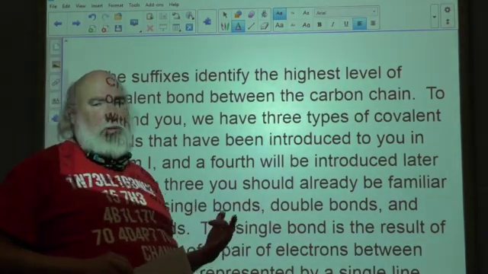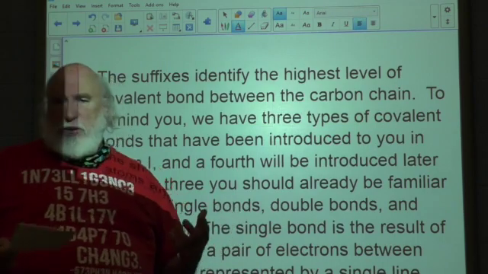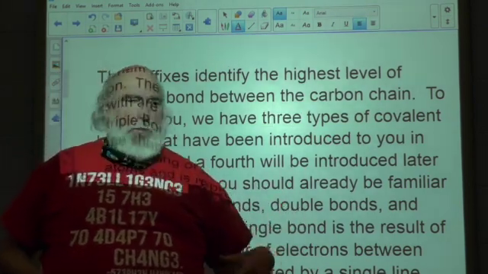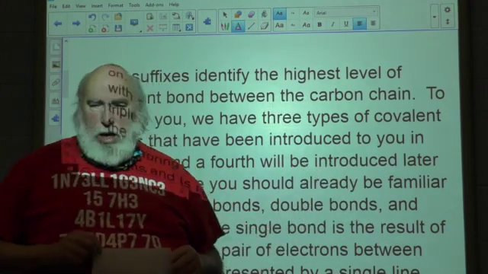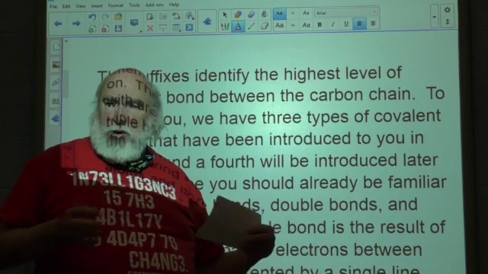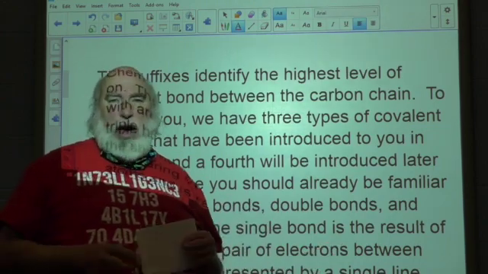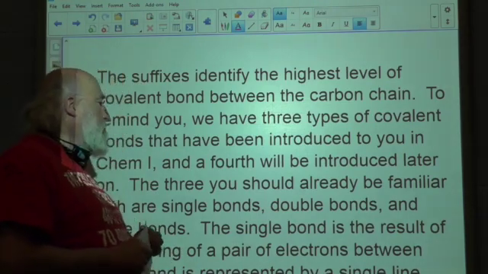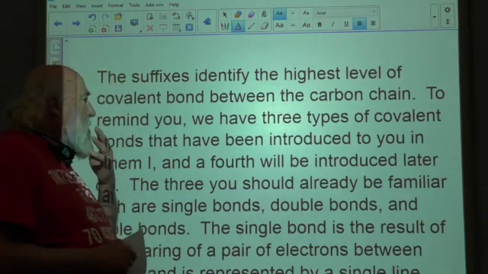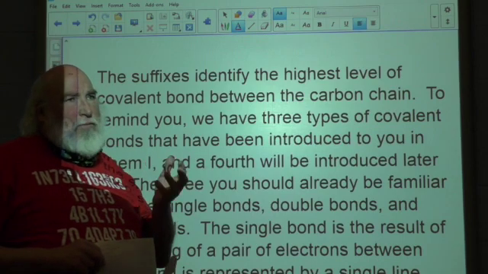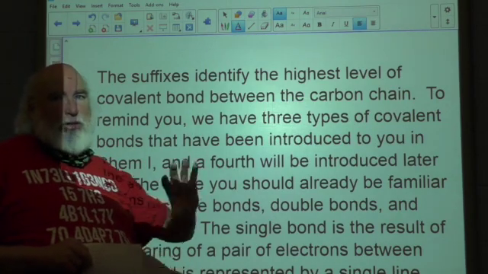Now there are 3 types of bonds that you've been associated with: single bond, double bond, triple bond. Remember those foam balls and the toothpicks, and we made the structures using VSEPR. That's what I'm talking about. Now, the highest level bond determines the suffix name.